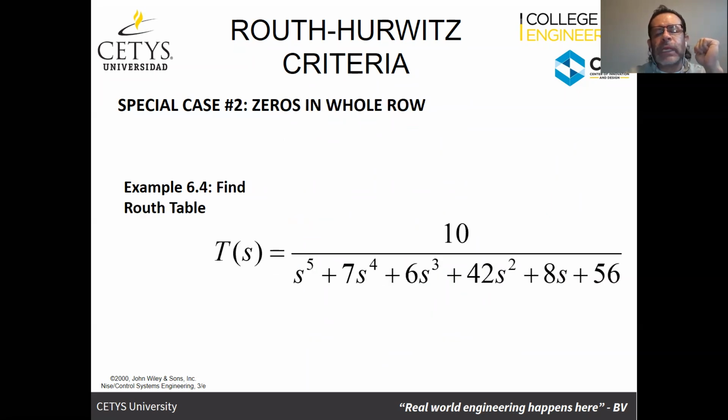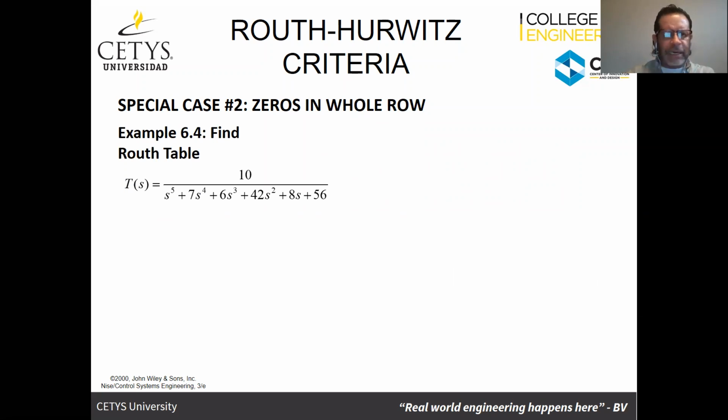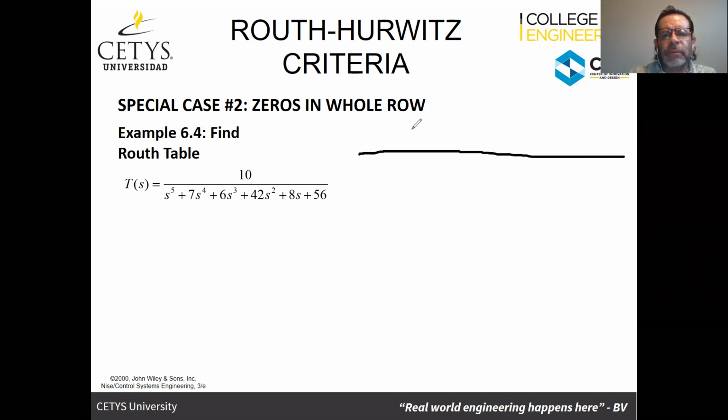Now there's another special case where the whole row turns to 0. It's different than just having the first 0 in the first column. If the whole row becomes 0, then even if we substitute an epsilon, we're not going to be able to do the rest of the calculations because the rest of the zeros are going to null everything. So let's see what happens. We've got a transfer function there, and we're going to set up the Routh table here.